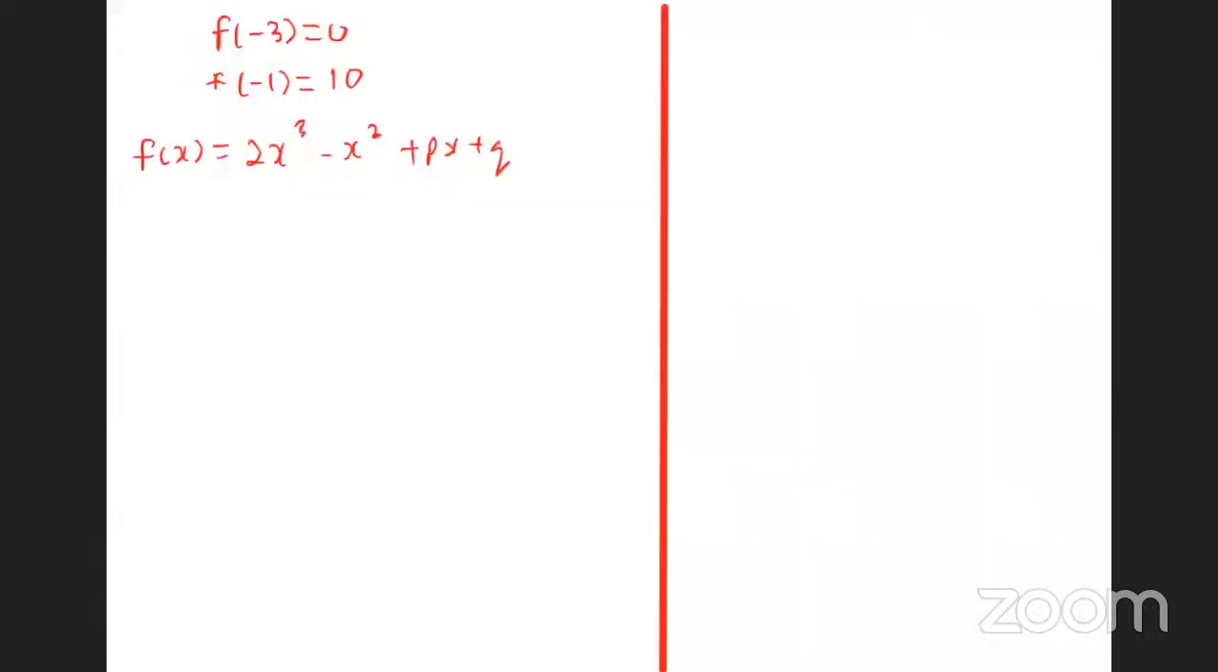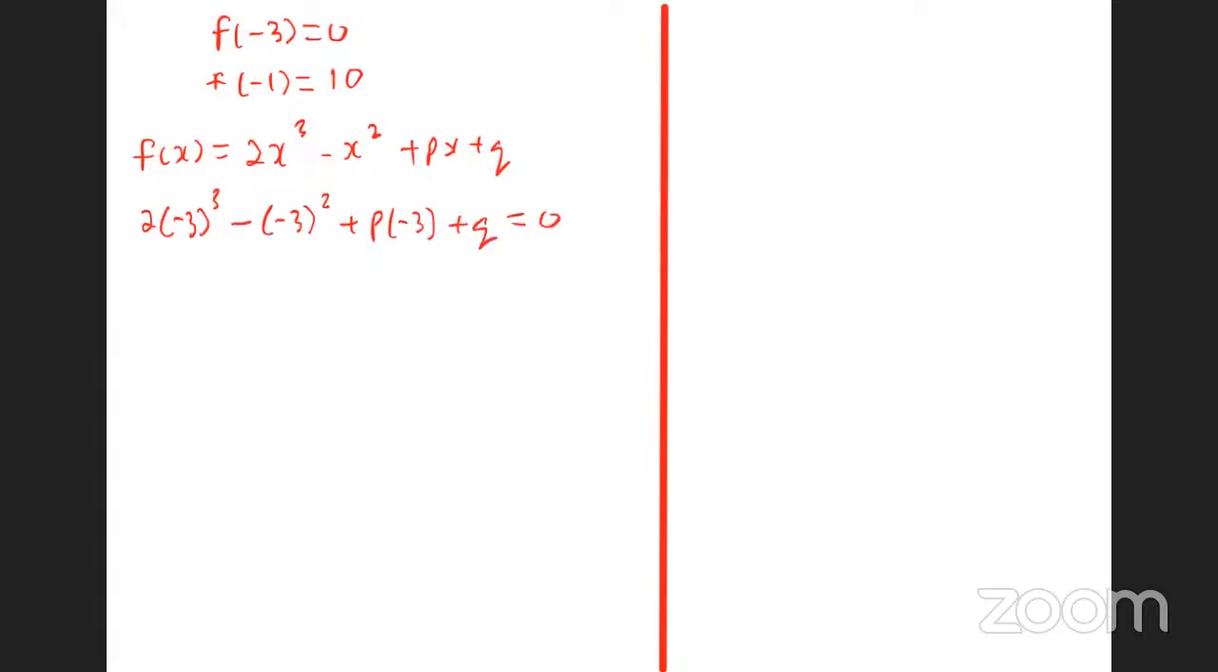Let us see, f of x is equal to 2x cubed minus x squared plus px plus q. The good and the bad thing is this is a whole 13 marks, plenty marks, and it's not that difficult. It's a little bit of working, but it's not that difficult. So the equation is 2 by minus 3 cubed minus 3 squared plus p by minus 3 plus q is 0.